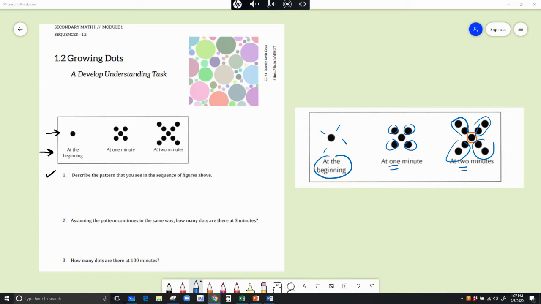All right, going back to the questions, the next question is: assuming the pattern continues in the same way, how many dots are there at 3 minutes? On your paper, I want you to draw it and then answer the question. Hopefully you've had a chance to draw it and answer the question. I drew mine, so you can see that I have three dots per leg, and then I still have my dot in the middle.